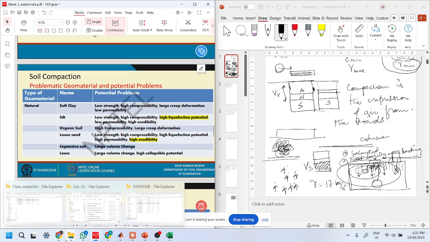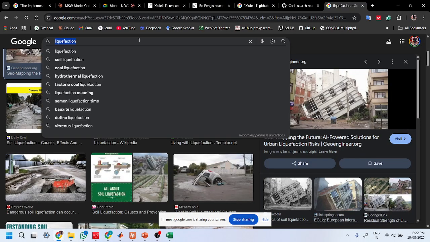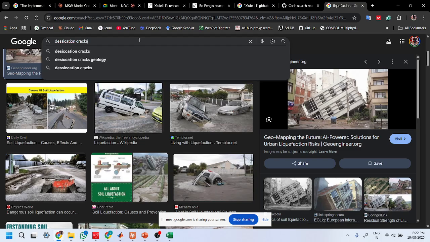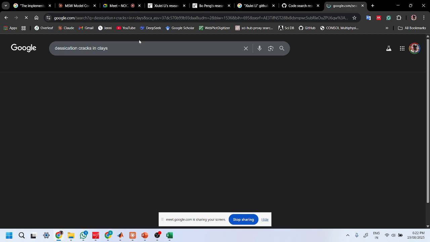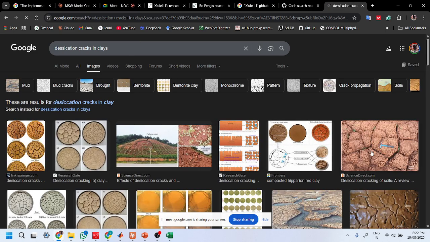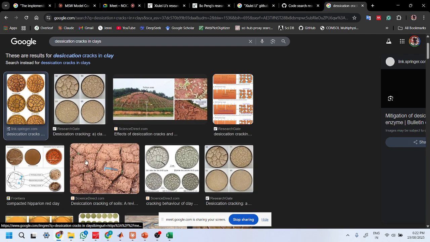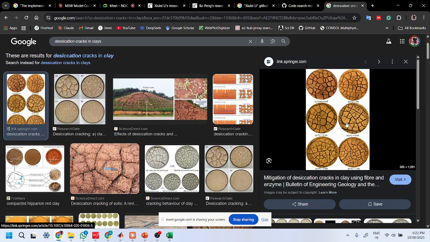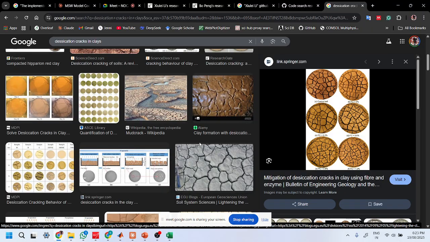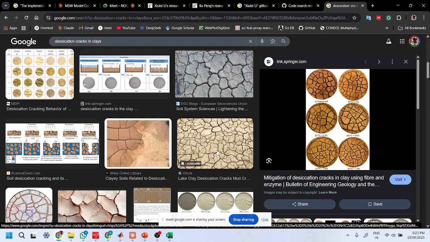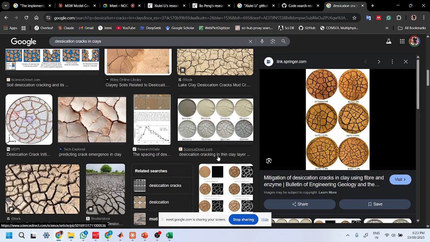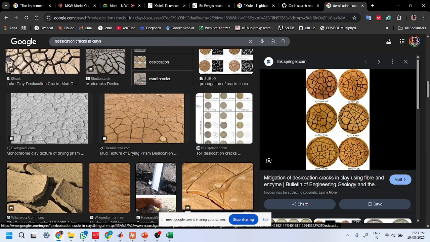So what happens because of this? We get desiccation cracks, something like this. These are desiccation cracks. You can see that the volume decreases so much that we get these cracks. So this is not good if you want to do construction over it. It is not a good sign.